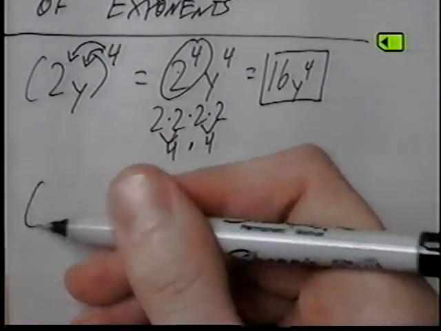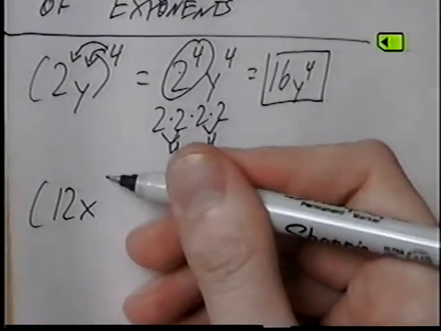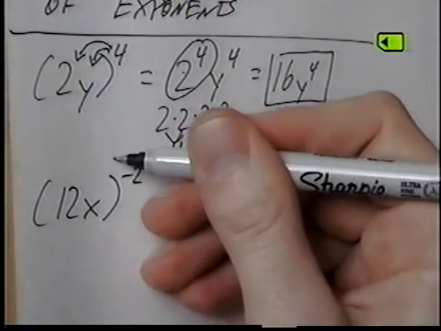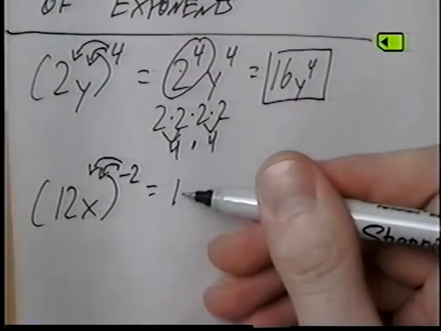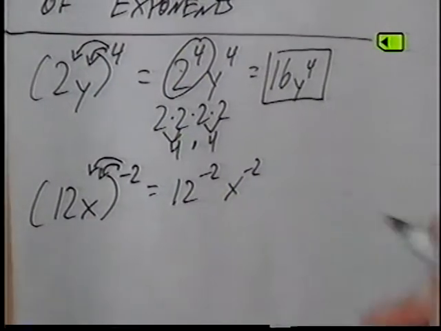Second question is 12 x outside parentheses to the negative 2 power. Again, this negative 2 goes to each term inside the parentheses. So it's 12 to the negative 2 power and also x to the negative 2 power.